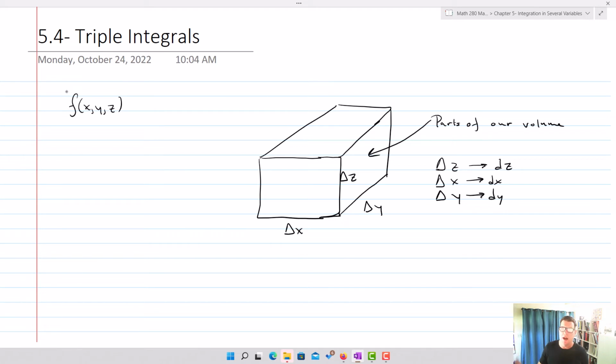Now, when you do an integral in higher dimensions, basically you're going to get the same exact thing. It's just that we're not going to be able to actually draw a picture of it. All right? So we've got these. These are our little pieces.